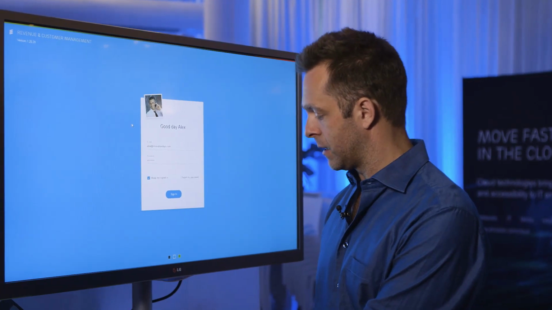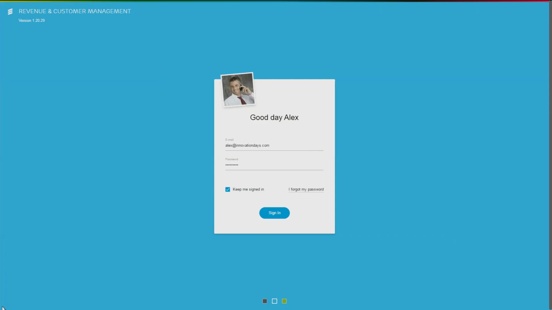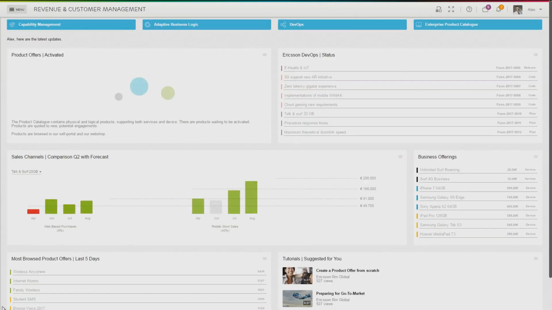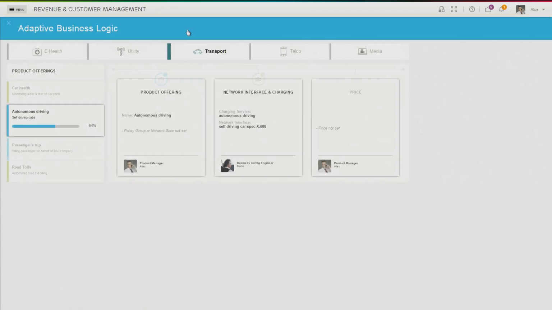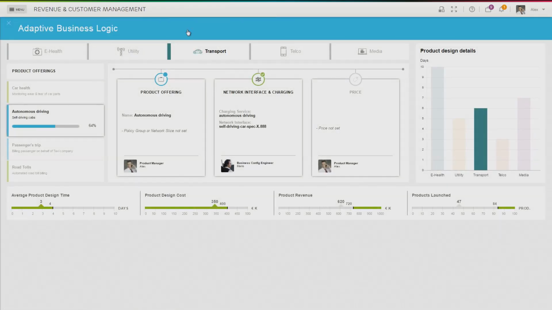But we're going to be Alex, and I'm logging into the system and I will land on my dashboard where you can see product management related KPIs such as product offerings activated and so on. In this case, we're going to go into the adaptive business logic application. And you can see that this operator has already engaged in different verticals such as e-health, utility, transport and so on. In this case, we're going to go into the product offering for the autonomous driving car.